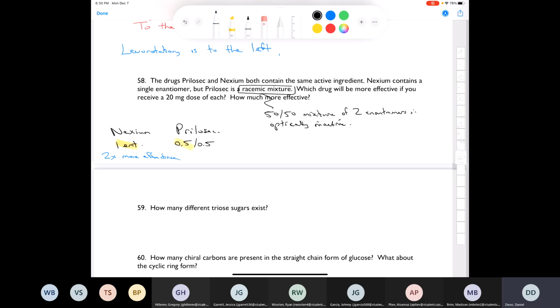If you were to take, let's say, for example, 10 grams of Nexium, that means you're going to get 10 grams of active ingredient. If you take 10 grams of Prilosec, you're only getting 5 grams of active ingredient.